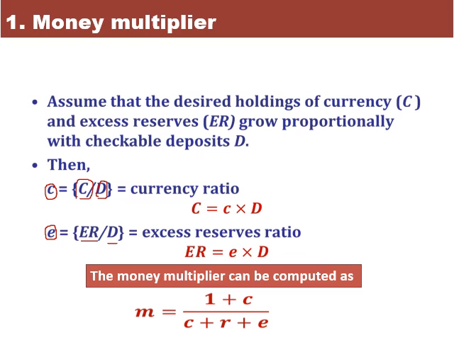Based on that, we can write the formula of the money multiplier as shown here: m equals (1 plus c) divided by (c plus r plus e), where c represents the currency ratio, r represents the required reserve ratio that is determined by the central bank, as we have seen in chapter 10, and e represents the excess reserve ratio desired by different banks.